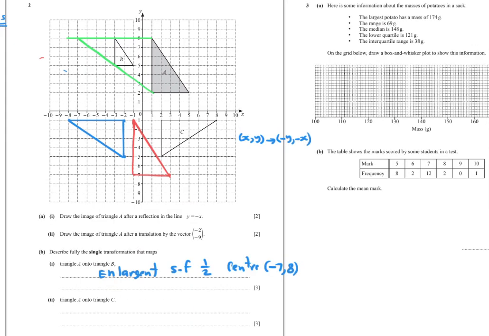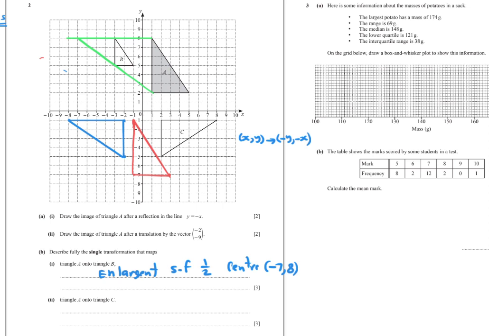Part ii, describe the single transformation that maps A to C. A to C. From A to C, this is a rotation, clockwise, 90, because the horizontal becomes vertical. Now we need to find the center of rotation. You can use tracing paper to find the center of rotation, or you can try some points.